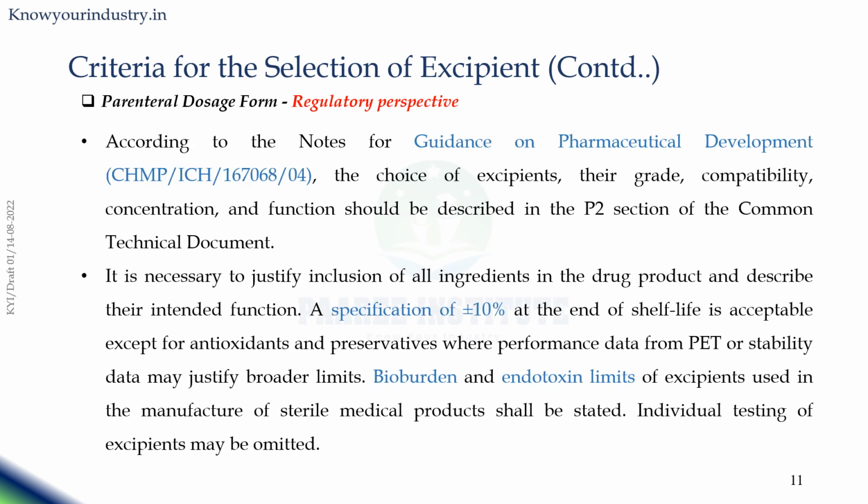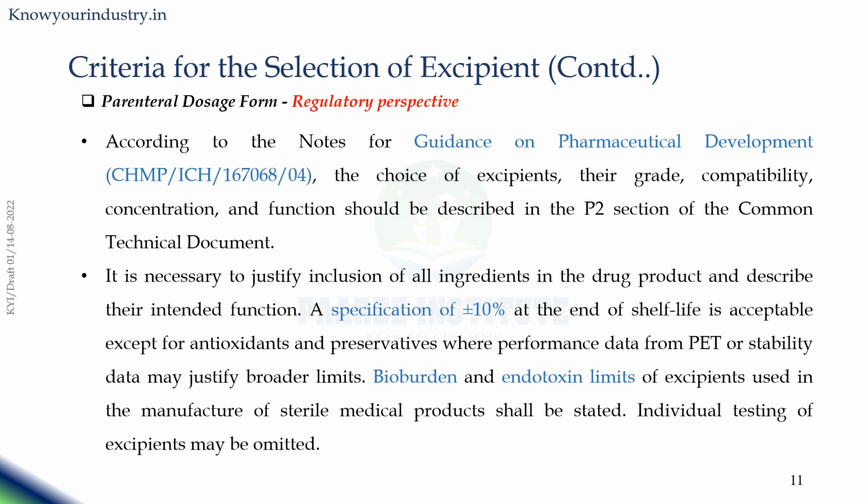According to the notes for the guidance on pharmaceutical development, the choice of excipients, their grade, compatibility, concentration, and function should be described in the P2 sections of the Common Technical Document, which has to be prepared by the drug product manufacturer and which has to be updated or informed to the agency, describing how these excipients have been selected and their performance.